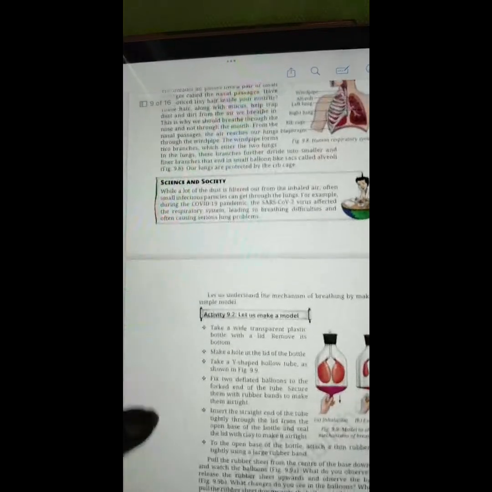Science and society. While a lot of the dust is filtered out from the inhaled air, often small infectious particles can get through to the lungs. For example, during the COVID-19 pandemic, the SARS-CoV-2 virus affected the respiratory system, leading to breathing difficulties and often causing seriousness in the heart and lung problems.